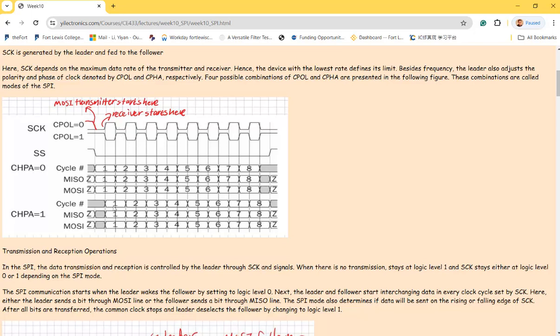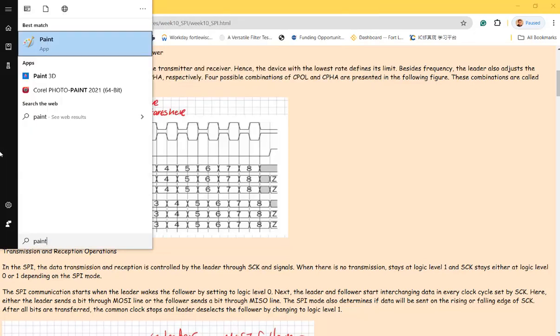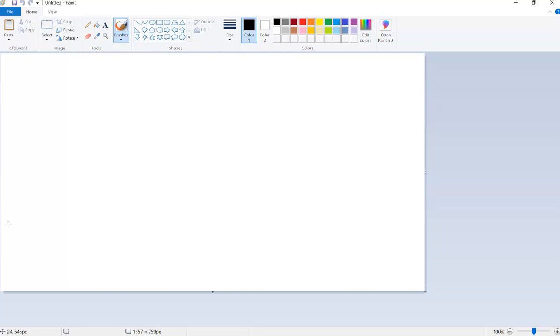Let me see. MISO, MOSI. I think this chart is not doing really well. I think what I want to do is, let me try here. So for example, this is the clock idle, right? And here's the edges. So the rising edge, it's going to sample the data, and falling edge will take it in. So the falling edge doesn't matter anymore. Okay.